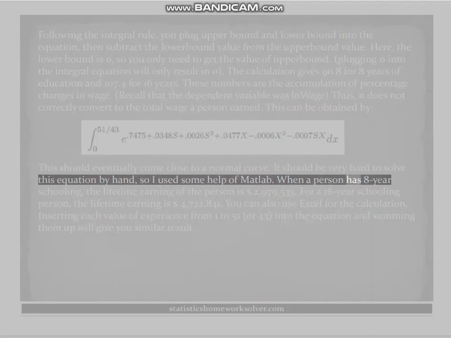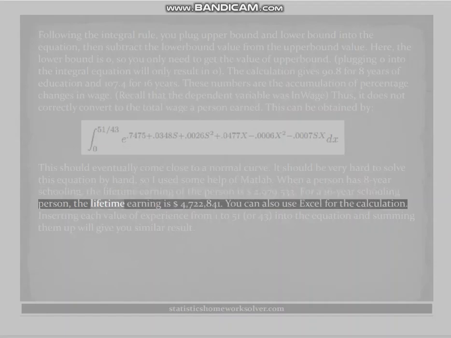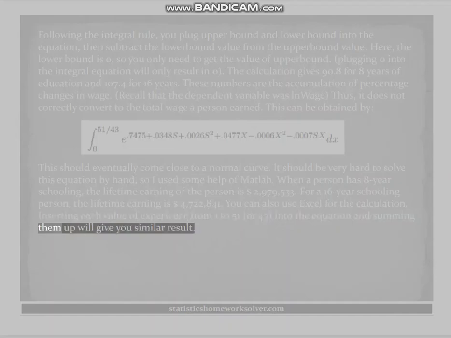When a person has 8 years of schooling, the lifetime earning of the person is $2,979,533. For a 16-year schooling person, the lifetime earning is $4,722,841. You can also use Excel for the calculation. Inserting each value of experience from 1 to 51, or 43, into the equation and summing them up will give you a similar result.